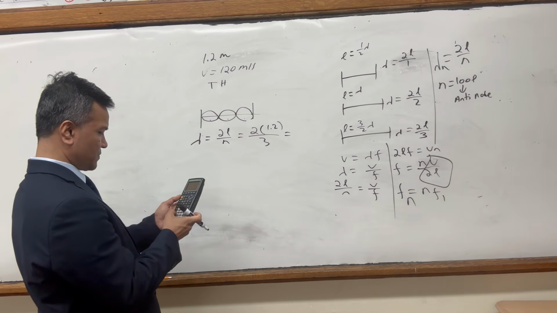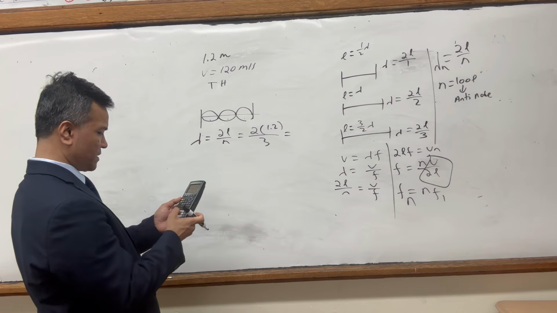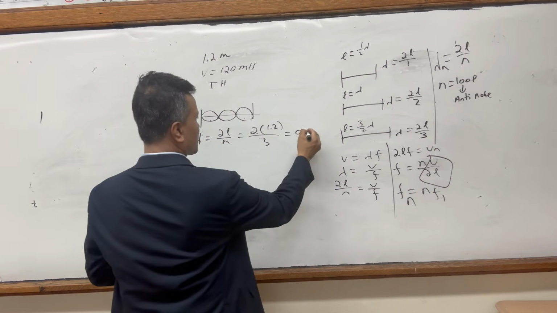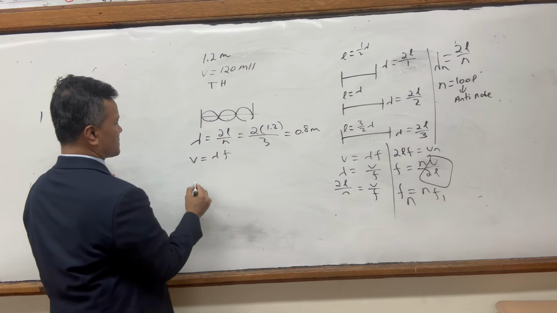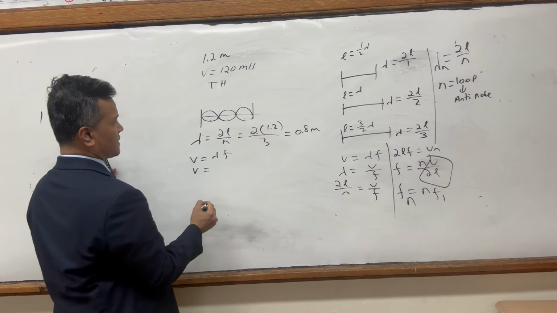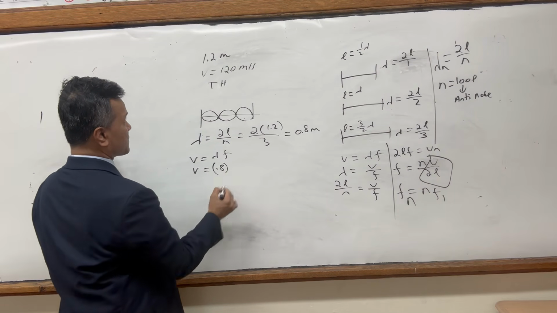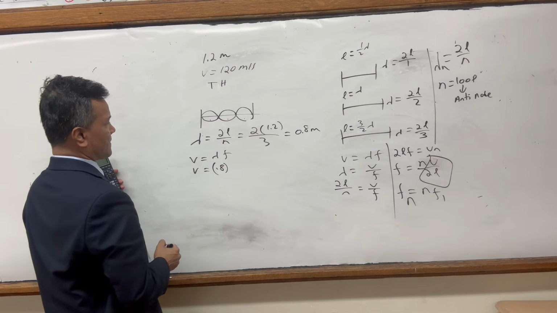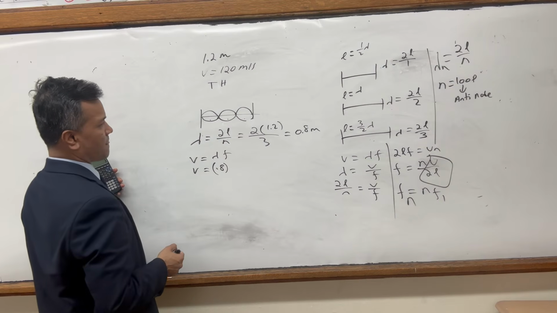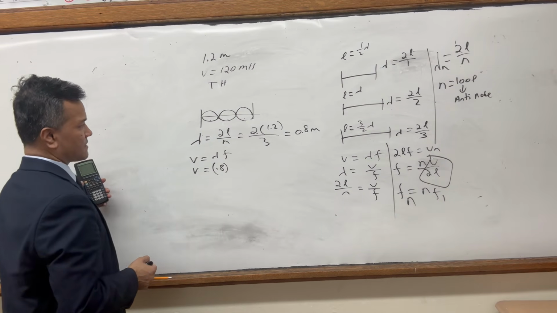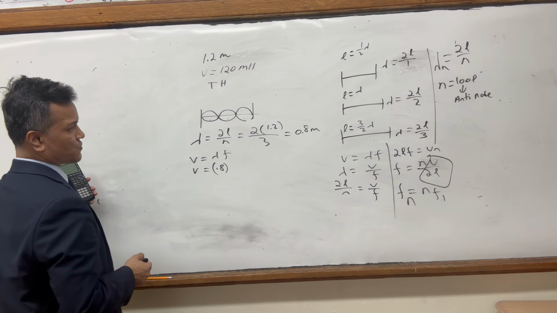2 times 1.2 divided by 3 is 0.8 meter. And what are we going to find? Velocity is lambda times frequency. So velocity is lambda, 0.8, times frequency. Frequency, velocity is given.